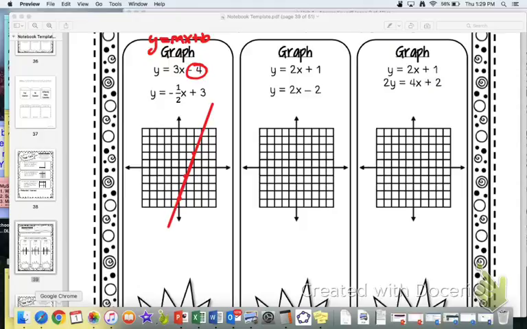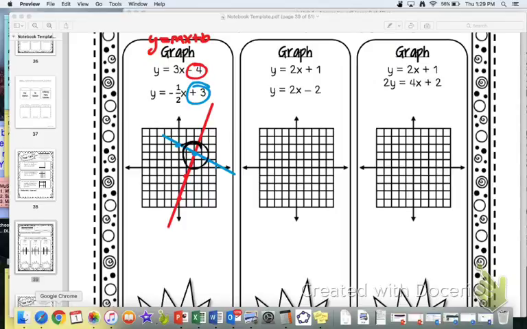Okay, now I'm going to do the other line, with my b being at +3 and my slope, or m, being -1 over 2. So down 1 over 2, down 1 over 2. Now I'm going to draw in that line. Alright, so the solution for a system of equations is where the two lines cross.